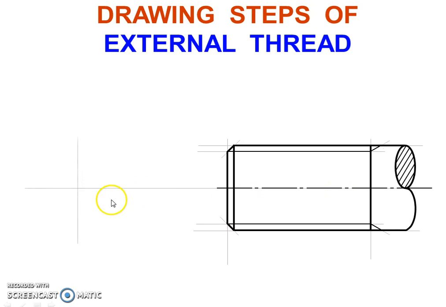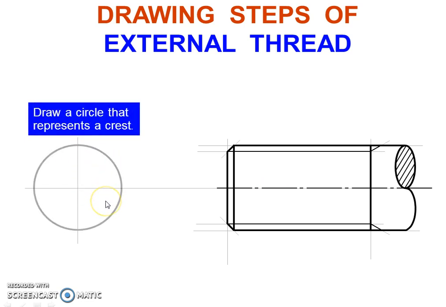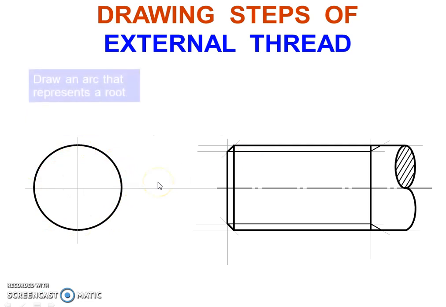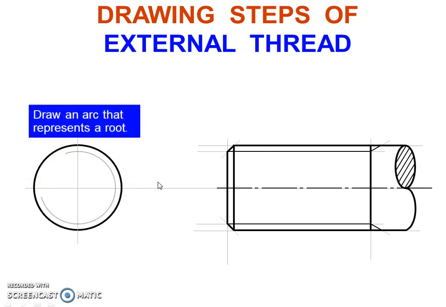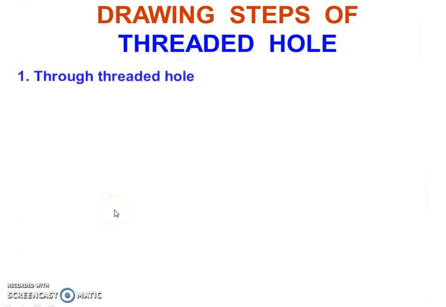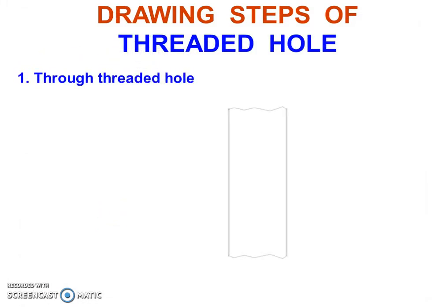Then to draw the other view of the threaded portion, we draw a center line, then we draw a circle, a complete circle to represent crest, and draw an arc that represents a root, which will be 3/4 of the outer circle. Steps to draw a threaded hole.